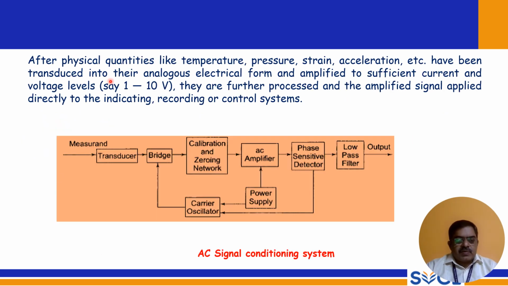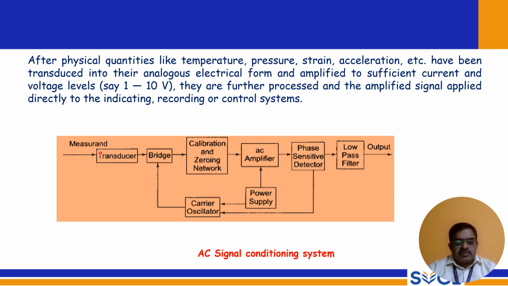After physical quantities like temperature, pressure, strain, acceleration, etc., have been transduced into their analogous electrical form and amplified to sufficient current and voltage levels, for example 1 to 10 volts, they are further processed and the amplified signal applied directly to the indicating, recording or control systems. This is similar to what we saw for the DC signal conditioning system.